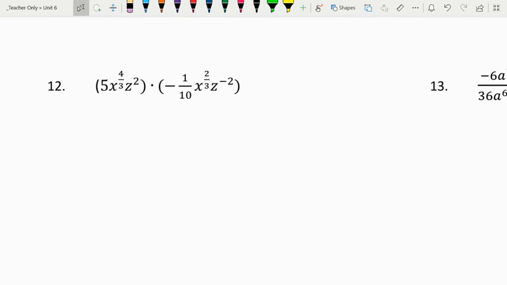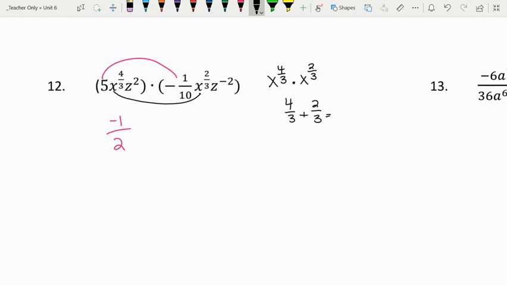Number 12. All right. So at this point, again, there's not many fractions. We can just start trying to multiply the things that we need to multiply. So 5 times negative 1/10 would give me negative 1/2. Okay, it doesn't matter how you write the negative 1/2. You can put the negative wherever. So then we have x to the 4/3 times x to the 2/3. Now again, remember, we are adding. So we have 4/3 plus 2/3, which would give me 6/3. And 6/3 is really 2. So that becomes x squared.